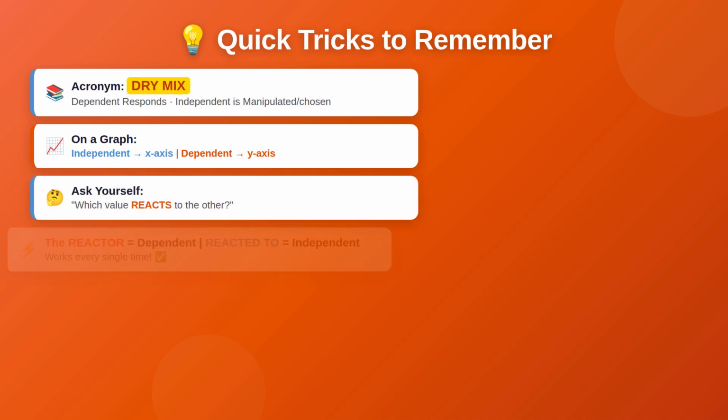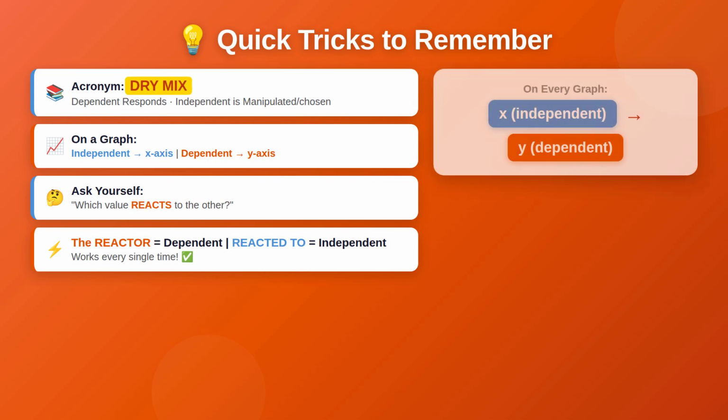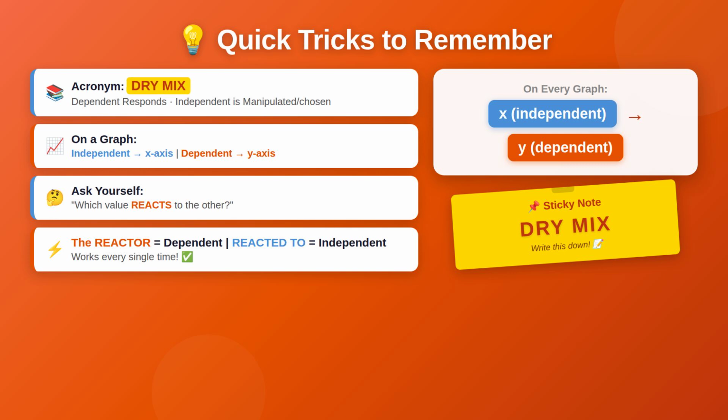Before we wrap up, here are some memory tricks that'll stick with you forever. Math teachers love the acronym DRY MIX. Dependent variable responds. Independent variable is manipulated or chosen. When you see a graph, remember, independent goes on the x-axis, dependent goes on the y-axis. And the best trick of all, just ask yourself, which value reacts to the other one? The one that reacts is always dependent. The one it reacts to is always independent.